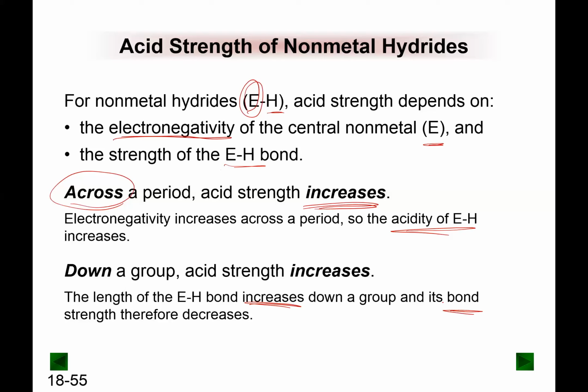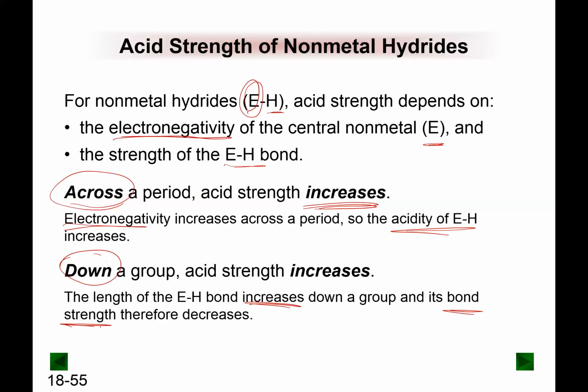So we have to be careful on this one, because you say, well, electronegativity increases as you go up a group, and down a group, electronegativity is going to decrease. So you might think, oh, going down a group, the acid strength should decrease. But remember, when we talk about going across the period, it's mainly going to be electronegativity. When we go up and down a group, it's mainly going to be about bond strength, the E-H bond strength.